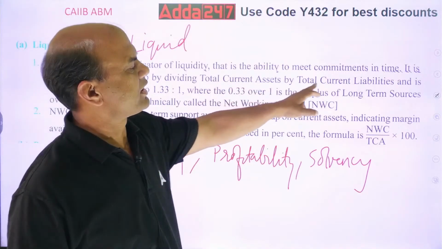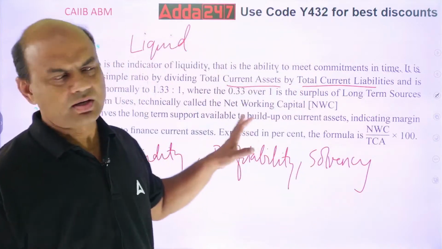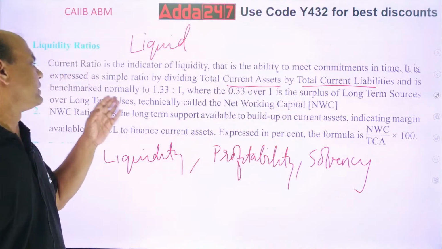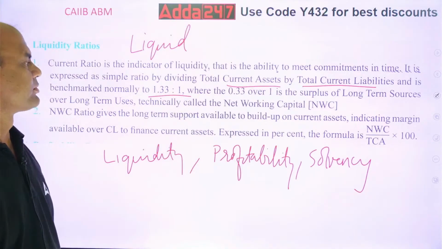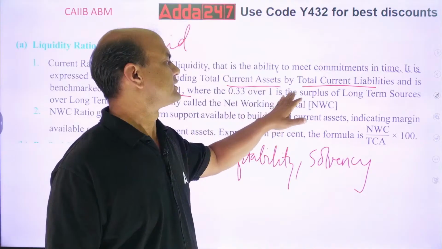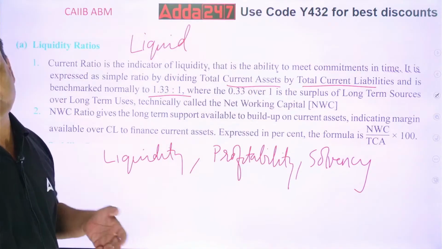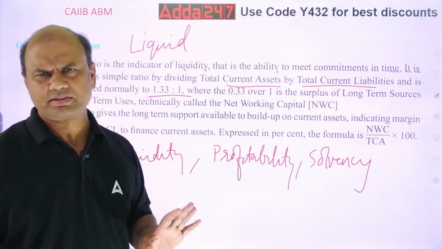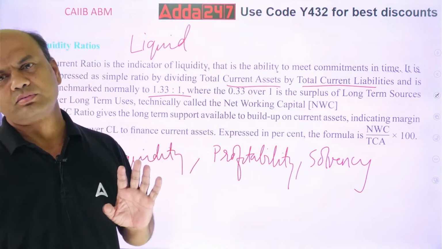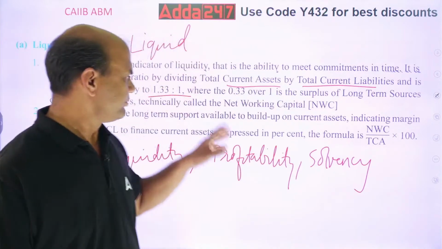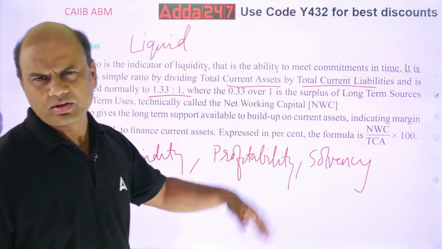Current assets divided by current liabilities, that is equal to your current ratio, and it is normally benchmarked at 1.33:1. So 1.33 is the best ratio, where 0.33 over 1 is the surplus of long-term sources over the long-term uses. It means your assets are 0.33 higher than the liabilities. So my current assets upon current liabilities should be at least equal to 1.33.